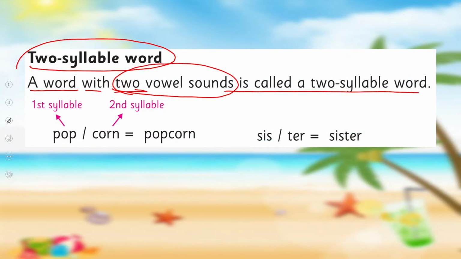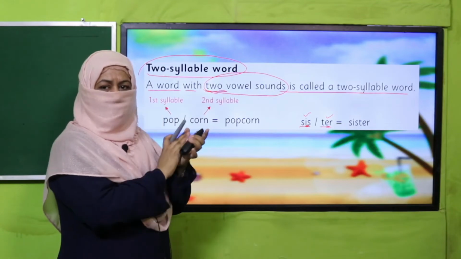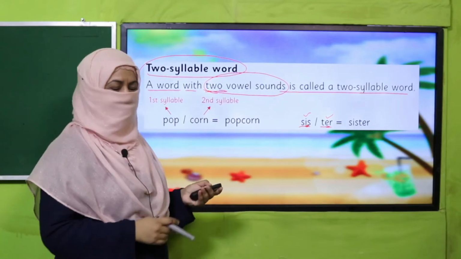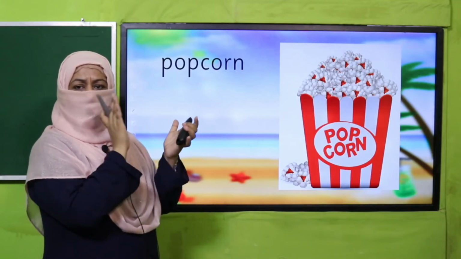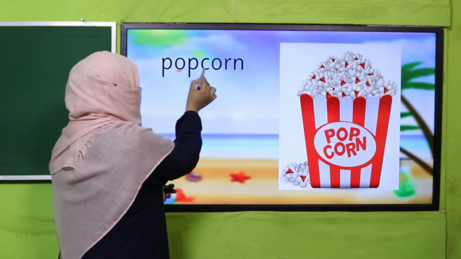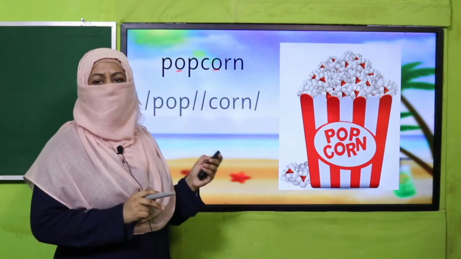For example, sister. Now you see there are two vowels and there are two vowel sounds as well. This letter is giving its sound, this letter is giving its own sound. That's why it's sister. So it's a two syllable word. Okay, the other example is popcorn, popcorn. You see there are two vowels and they are giving their separate sound. That's why it's a two syllable word.